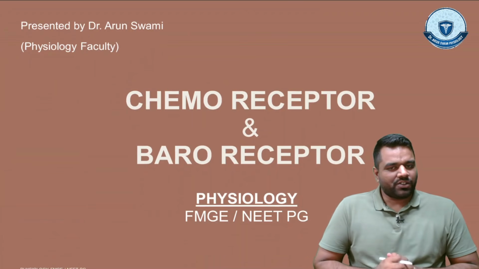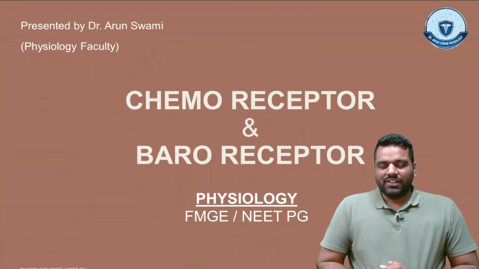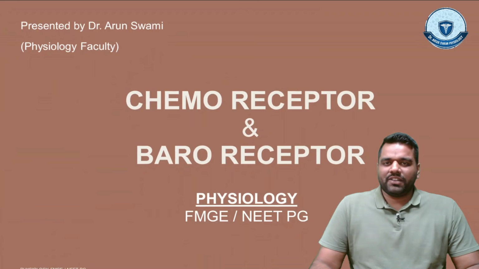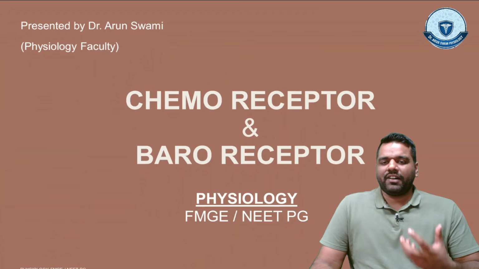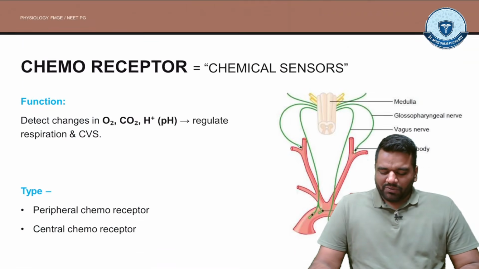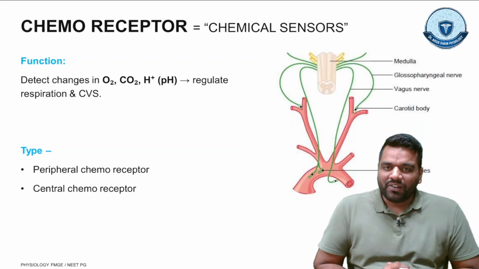In this video we will discuss the chemoreceptor and the baroreceptor, the physiological part, how they actually function, what is the importance of these receptors and their reflexes. So let's talk about both receptors one by one, and see a few MCQs on how questions can be asked in different examinations. First of all, the chemoreceptor.